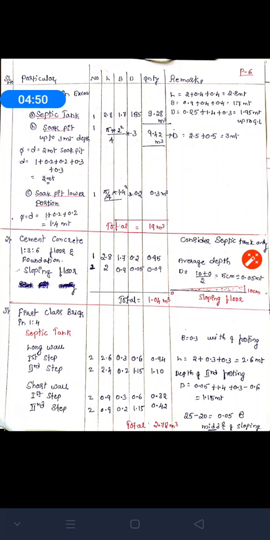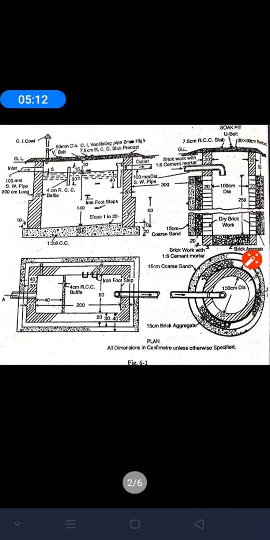Second one, the cement concrete bed. So remember, cement concrete bed will be considered only for the septic tank. It will not be considered for the soak pit. Okay? So the length will remain the same. For the CC bed, cement concrete bed for the horizontal portion, that is 2.8 meter into 1.7, depth is only 0.2 meter, that you can see.